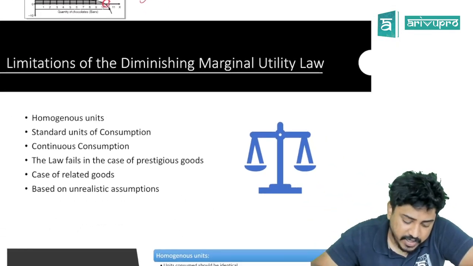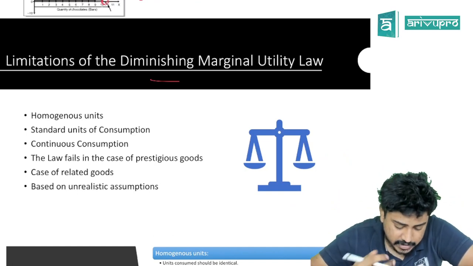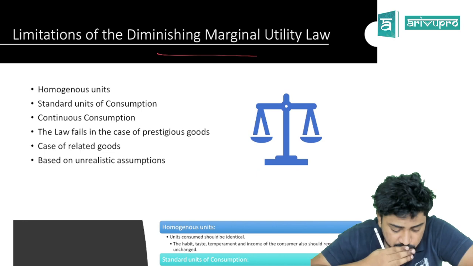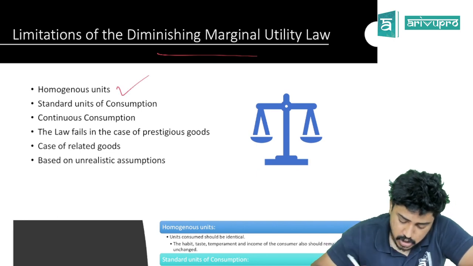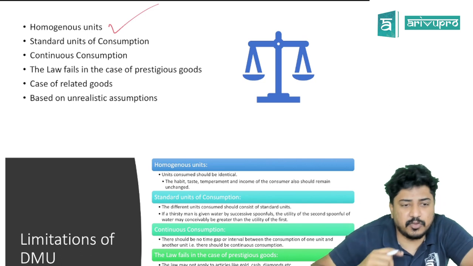Yes. Limitations of the law of diminishing marginal utility. What are the limitations? Homogeneous units. That is, you should consume the same type of units.